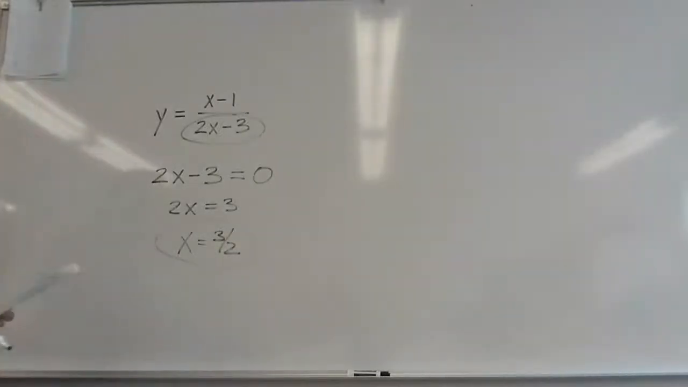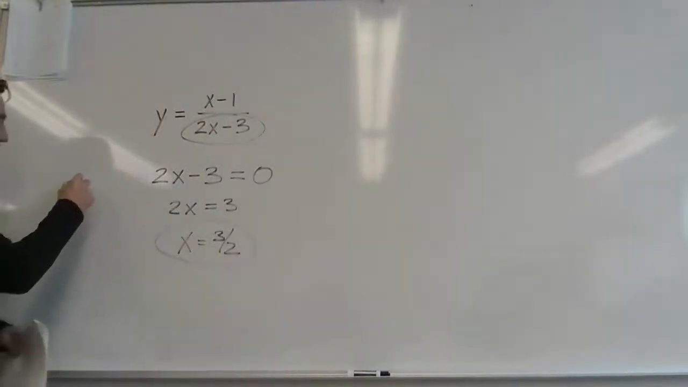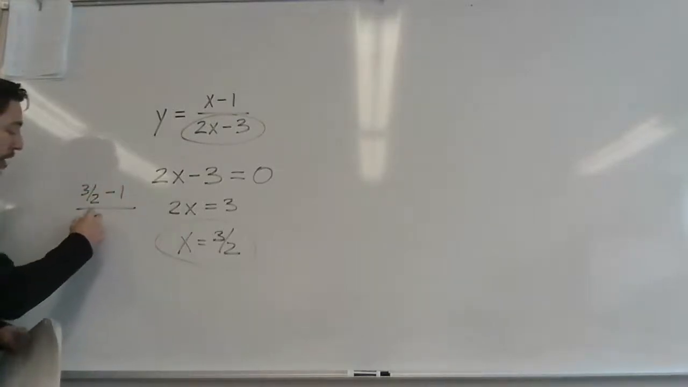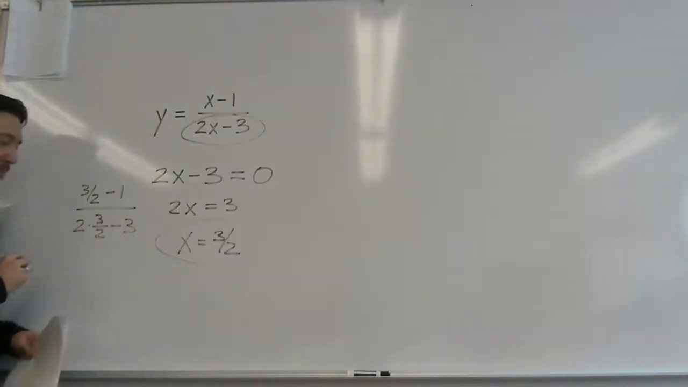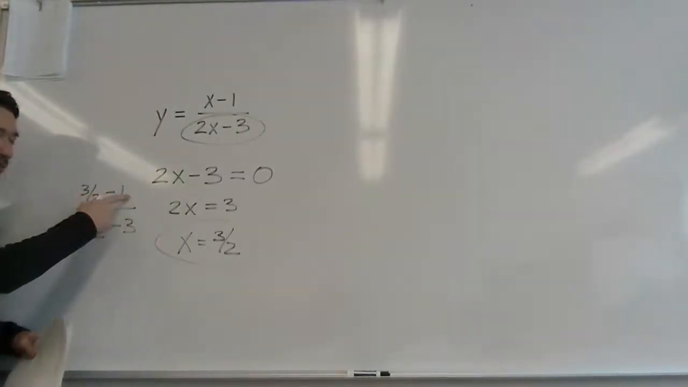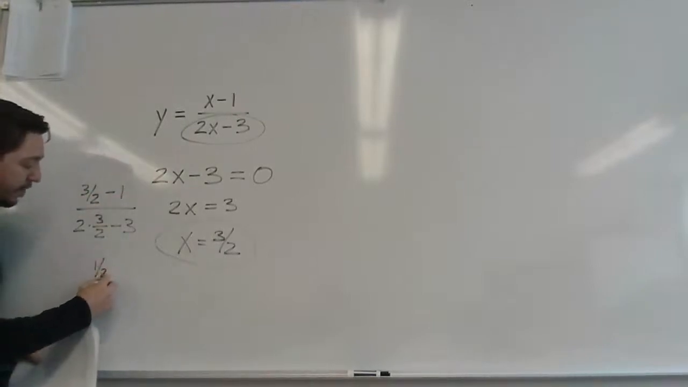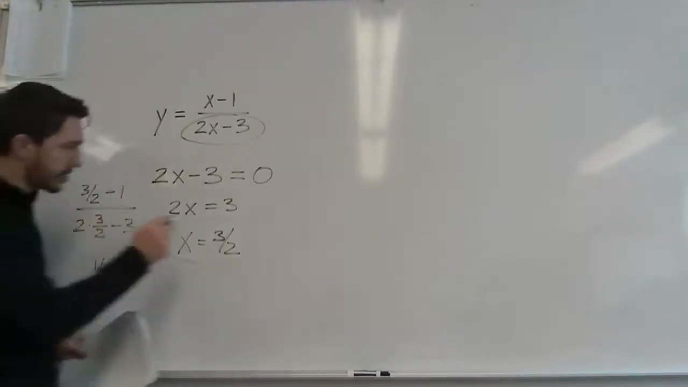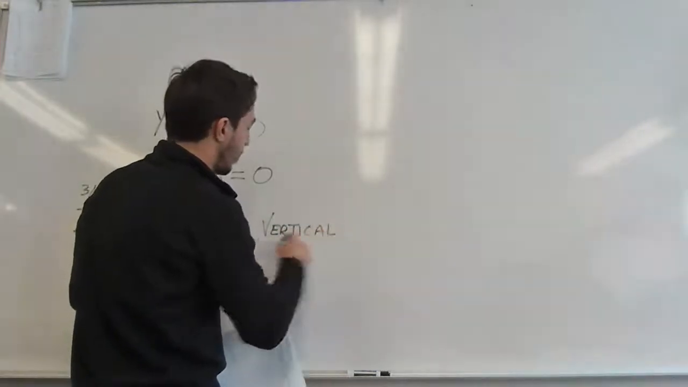Now I ask, well, what kind of discontinuity is it? If I plug 3 halves into the function overall, I have 3 halves minus 1 over 2 times 3 halves minus 3. By the way, what's 3 halves minus 1? 1 half. I'd have 1 half over 0. That indicates that it is a vertical asymptote.